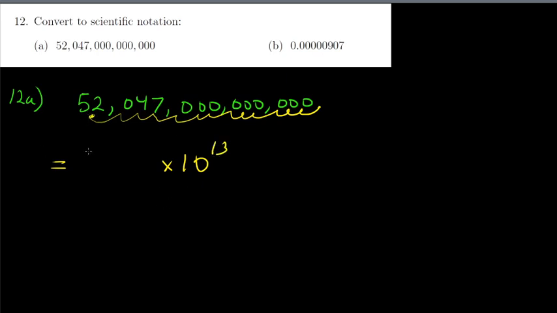So the decimal is right after the 5, 5.2047, and then the rest are zeros, so you don't have to write any more zeros there unless you want to.